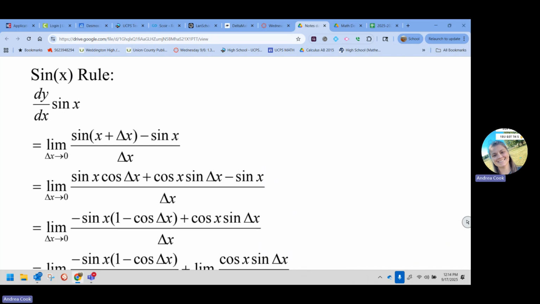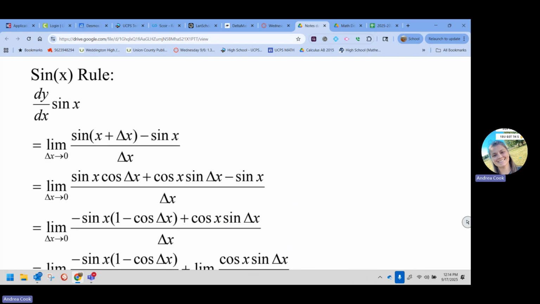Okay. Second one. Why does the sine rule work? Start with the equation sine. If I plug in my definition of a derivative, the limit as delta x goes to 0, I take x plus delta x, plug it into the original equation, then subtract the original, all over delta x. I think, what in the world would I even do with that?